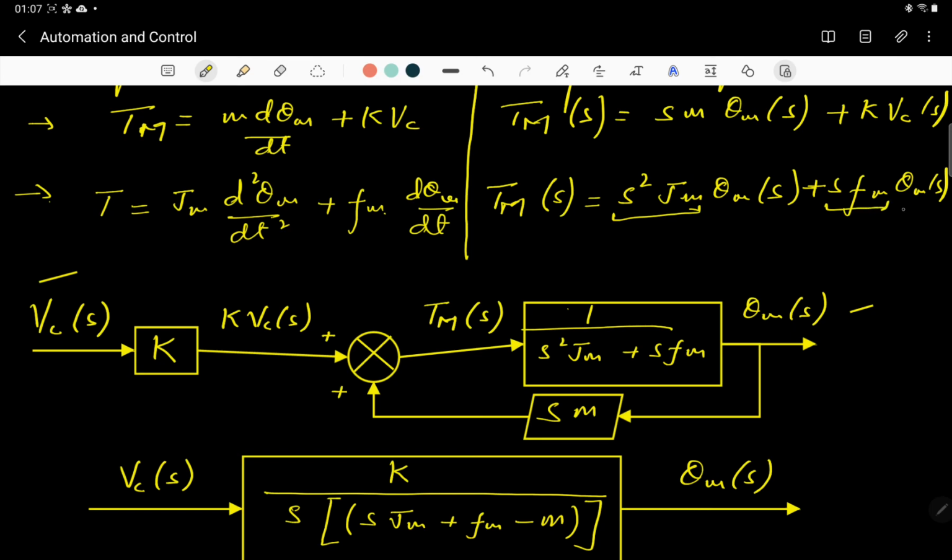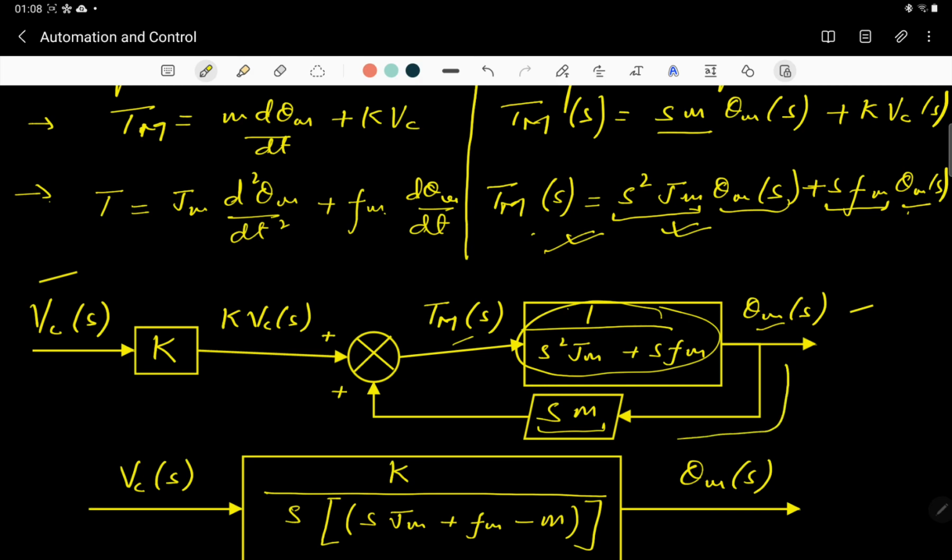Now you can see s square Jm plus s fm over here. So from here, if you take theta m(s) common, you will get s square Jm plus s fm. So theta m over Tm(s), that is the output upon the input, is equal to this one. Okay, we are getting this, and this equation is s m into theta m(s). So theta m(s) we have got, and s m as feedback over here.